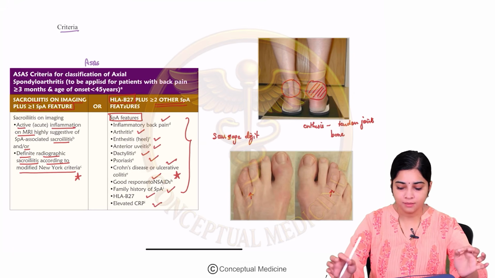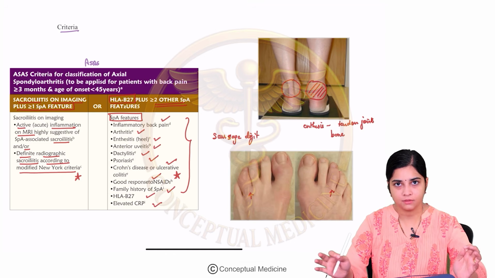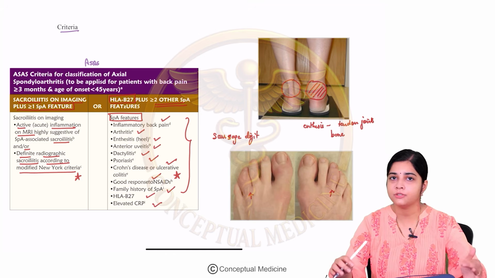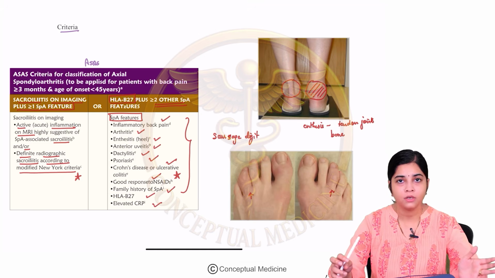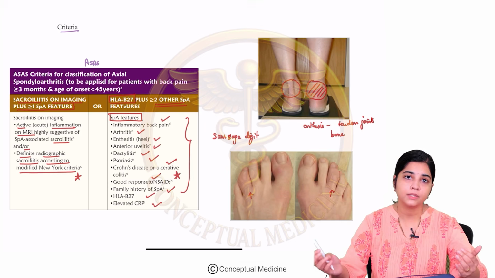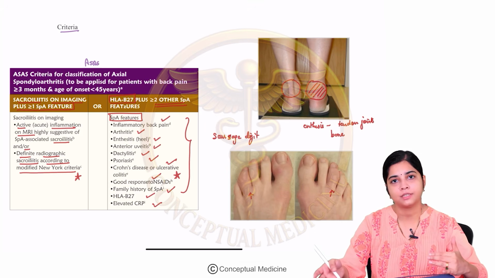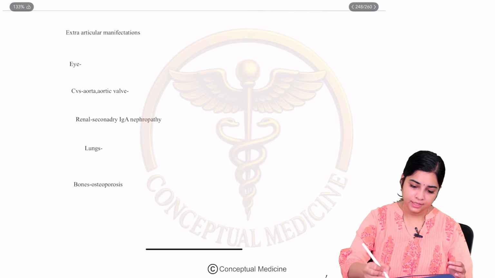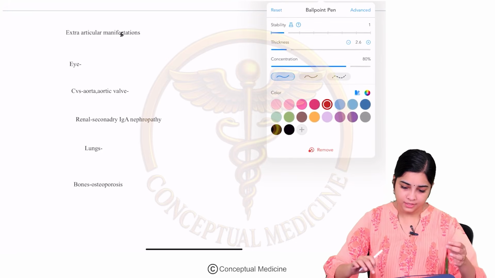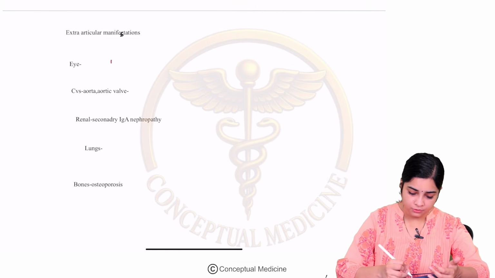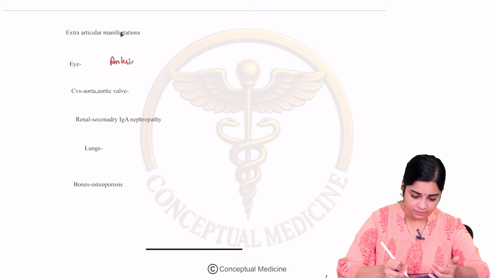So this is about your ASAS criteria. If there is sacroiliitis in imaging, then you require one other SpA feature, and you classify them as axial SpA, which is a radiographic SpA. If there is no sacroiliitis on imaging and you get HLA-B27 along with 2 other SpA features, then you classify them as non-radiographic SpA. Then what are the other extra-articular manifestations? So in the eye, what will you have? Again, like I have mentioned before, you can have anterior uveitis.